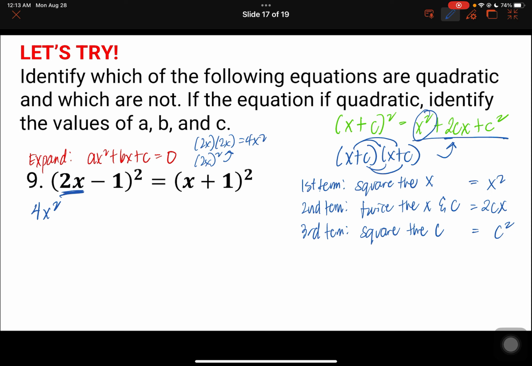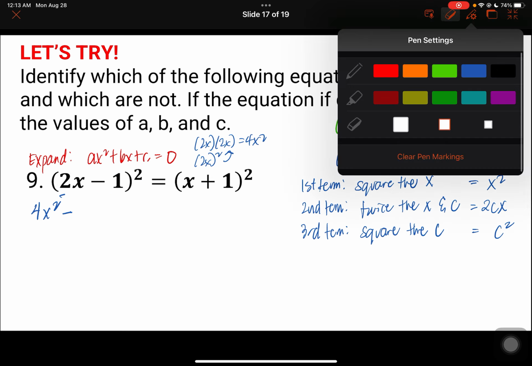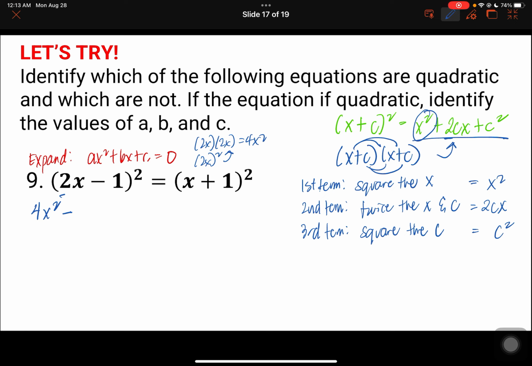The next, twice the first and second term. So, 2x times negative 1 times 2. Ganun lang po yun. Si 2x, ita-times mo dito. Ita-times mo pa siya kay 2. Okay? So, ang sagot, magiging negative 4x. Kasi negative 1 times 2x is negative 2x times 2 is negative 4x.